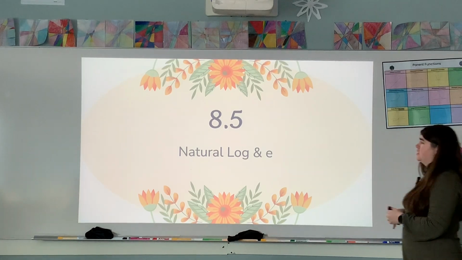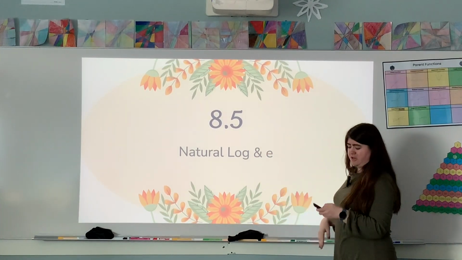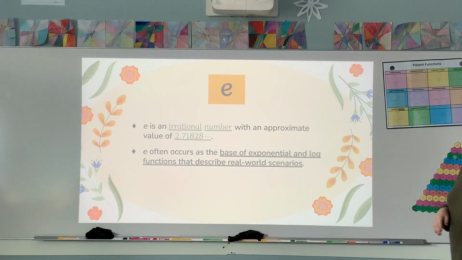Today we are talking about natural log and E, which is section 5 of unit 8, starting with what E is. E is an irrational number, think like pi, with an approximate value of 2.71828, and then it continues on forever. E often occurs as the base of exponential and log functions that describe real-world scenarios.